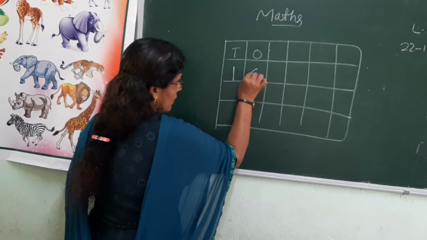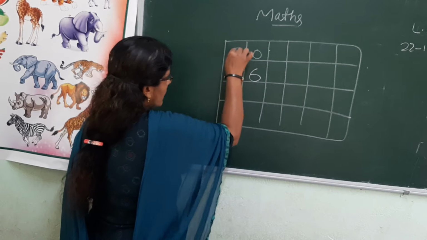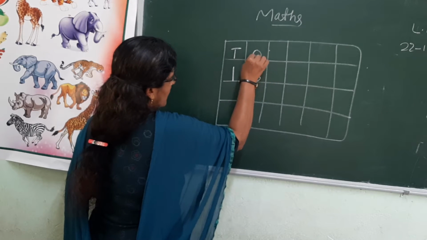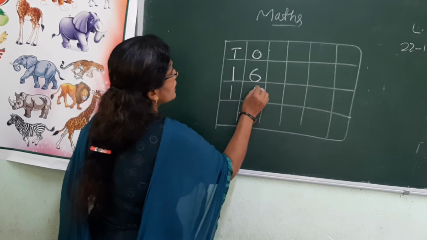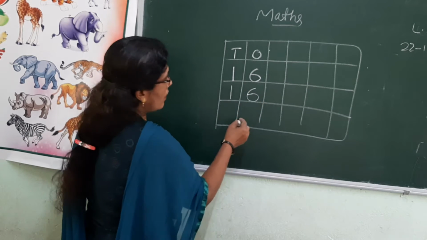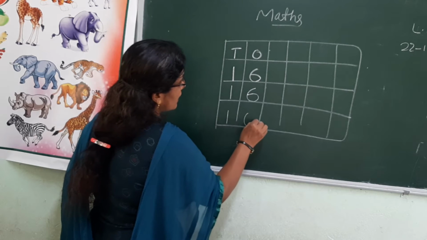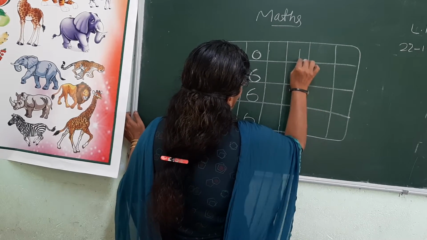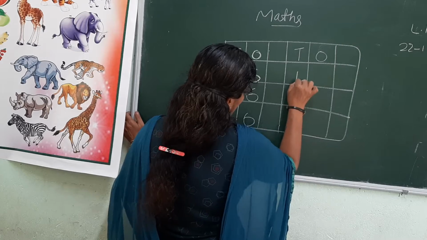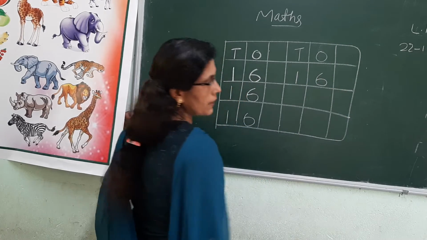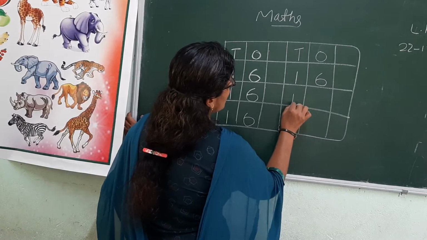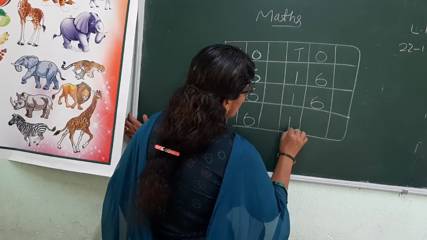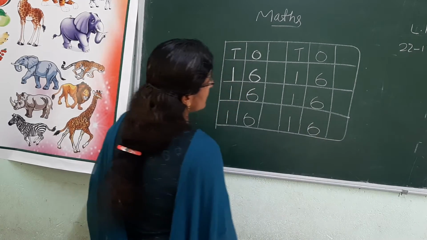Then 6. 1 is in the tens place. Okay? 6 is in the ones place. 1, 6. It becomes 16.